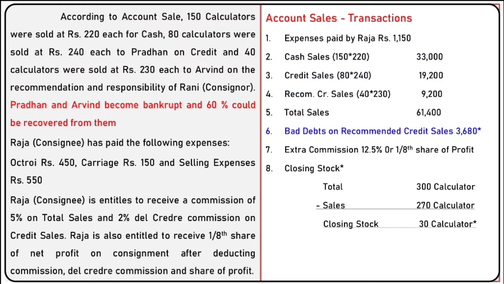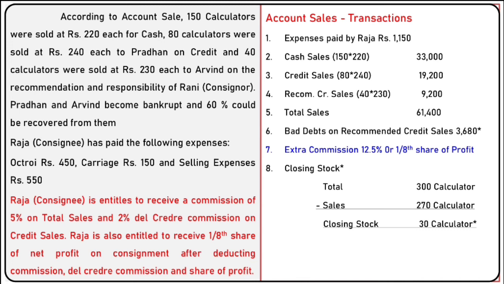Pradhan and Arvind became bankrupt and 60% could be recovered. Bad debt on recommended credit sales, that is 3,680. કેવી રીતે આવ્યા એ આપણે આગળ કેલ્ક્યુલેશન કરીશું. Extra commission. Okay, here we have some expenses paid by consignee 450 plus 150 plus 550. So total 1,150.